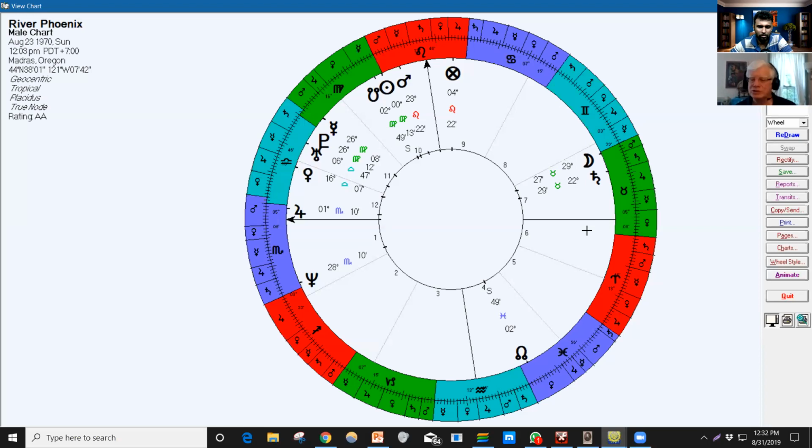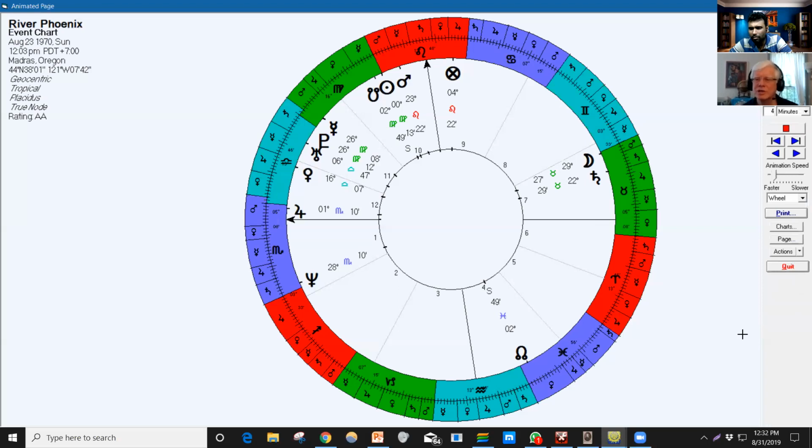Now, one way to check this is a lot of software programs allow you to, quote, animate the chart. So I'm going to click animate. So here's the same chart, okay? But I'm going to advance it by 4 minutes at a time, because remember, every 4 minutes approximately is 1 year.